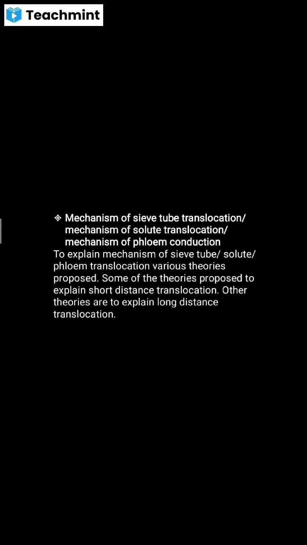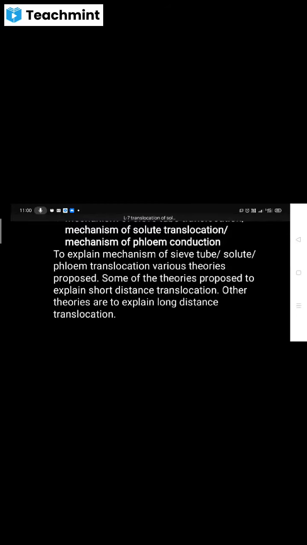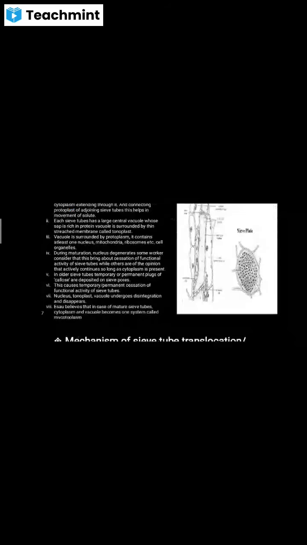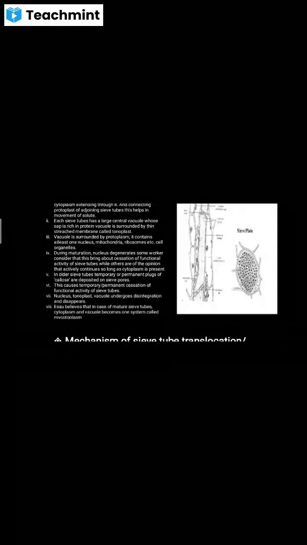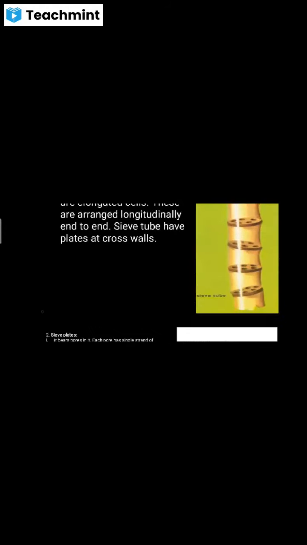So now I can stop here. For today, we have only discussed the pathway of translocation, that is downward translocation, upward translocation, as well as radial translocation. And these translocations of solutes only take place with the help of phloem. So now I can stop here, stop the sharing.